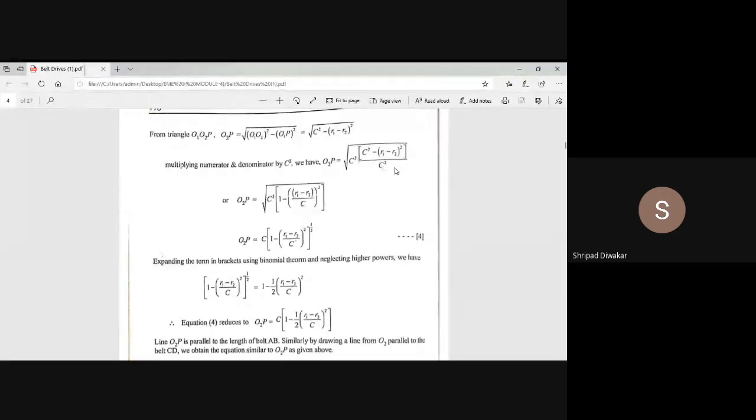Now in the next step, you are going to multiply and divide the numerator and denominator by C square for this equation.